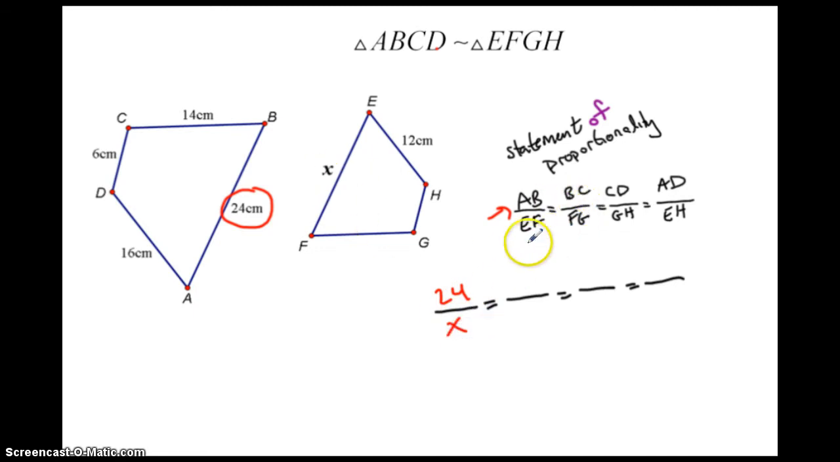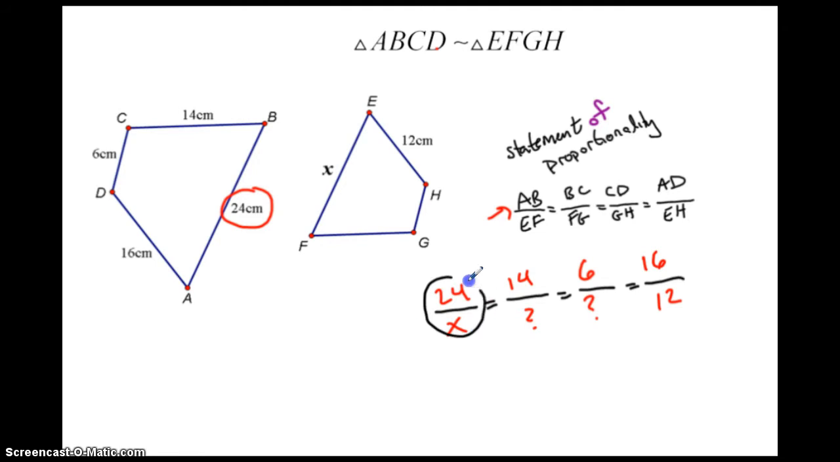And then BC, we know is 14 centimeters, and we also know that FG, well, we don't have anything, so we'll put a question mark there. We want to know what CD is. We have that at 6 centimeters. And we want to know GH next, and we don't know GH, so we'll put a question mark. We know AD is 16 centimeters, and EH is 12 centimeters. So at this point, we've got 4 fractions, but only 2 of them are really completed.